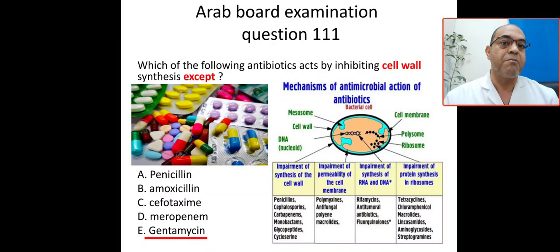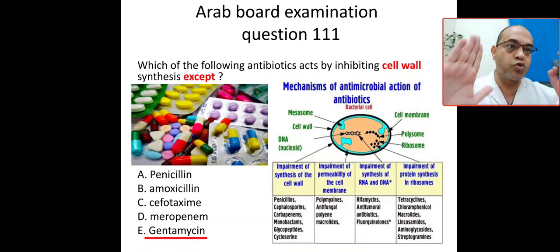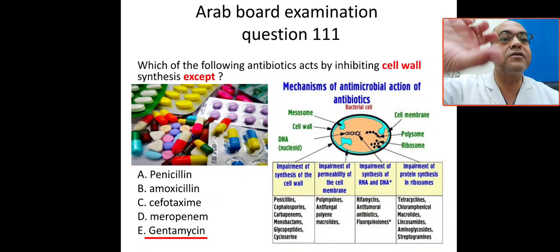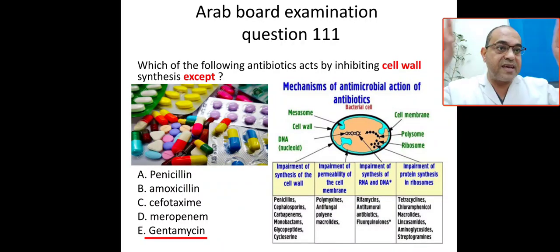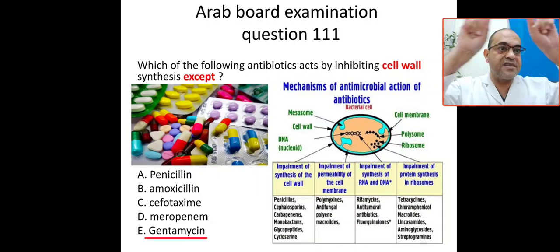This is the exception. But penicillin, amoxicillin, cefotaxime, this is called beta-lactam and cephalosporin and carbapenem. This is the group or the family. It will act on the cell wall. As we know, the actual mechanism of action of the antibiotic, it will act on four sites. The cell wall, then the cell membrane.